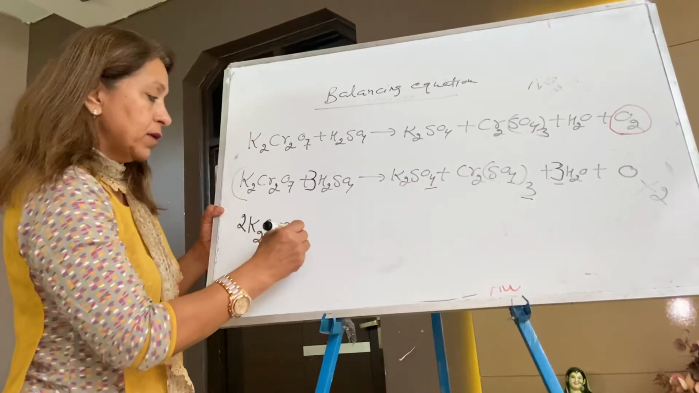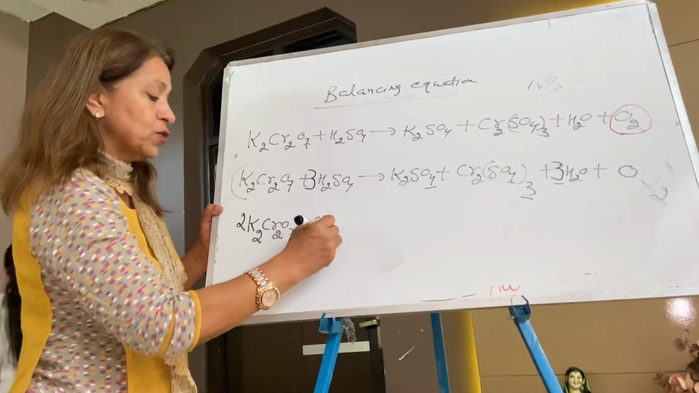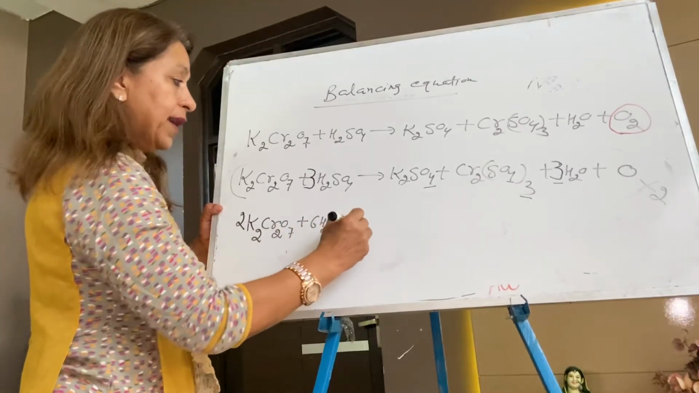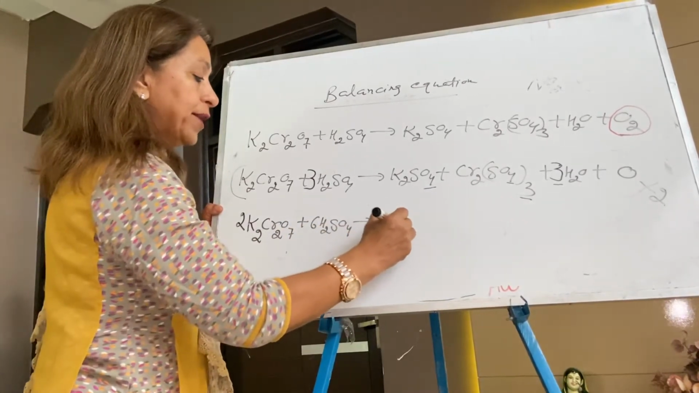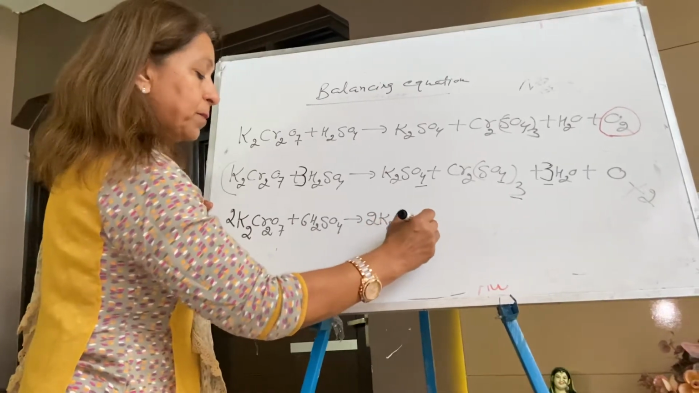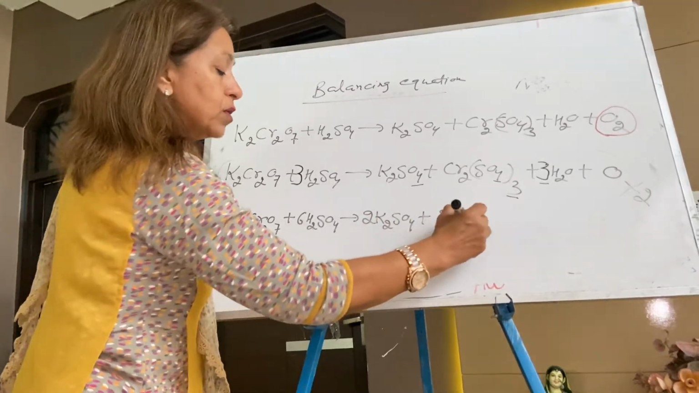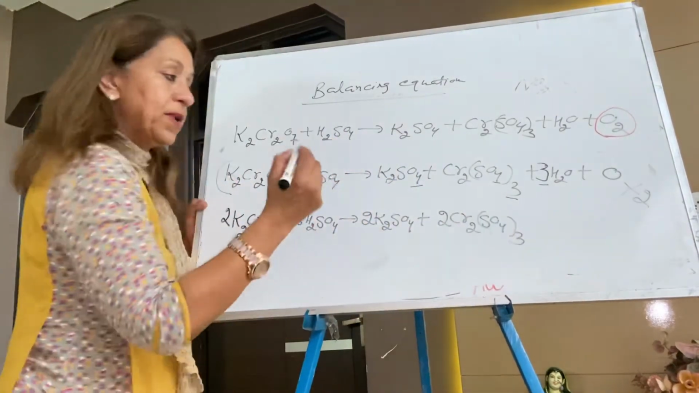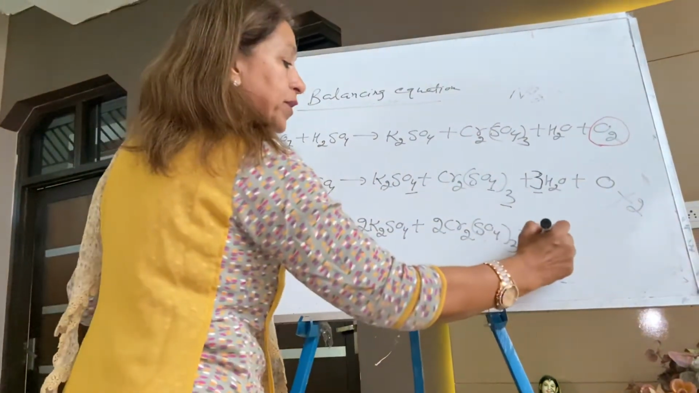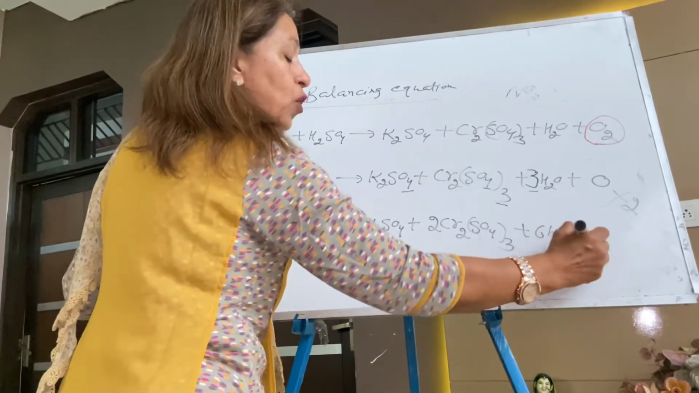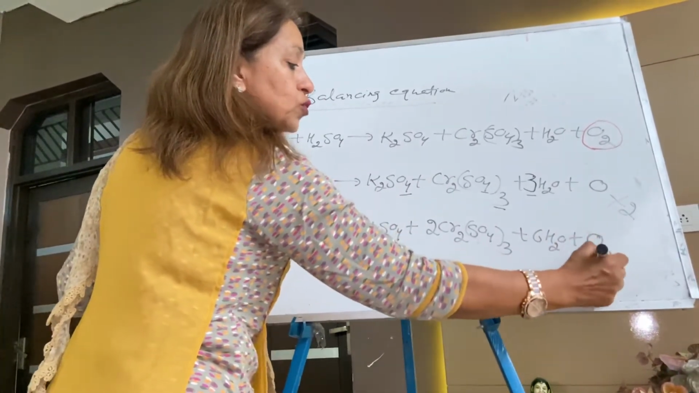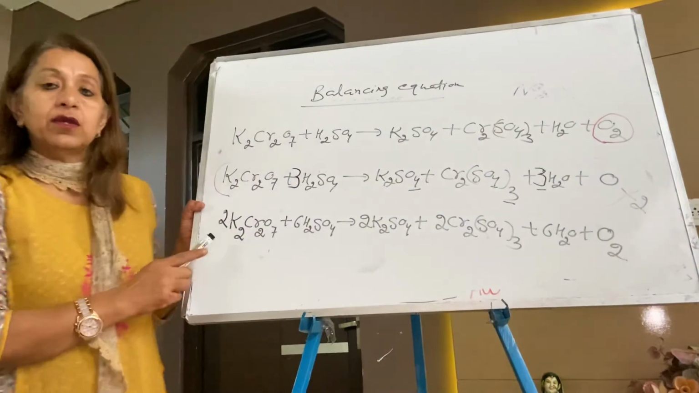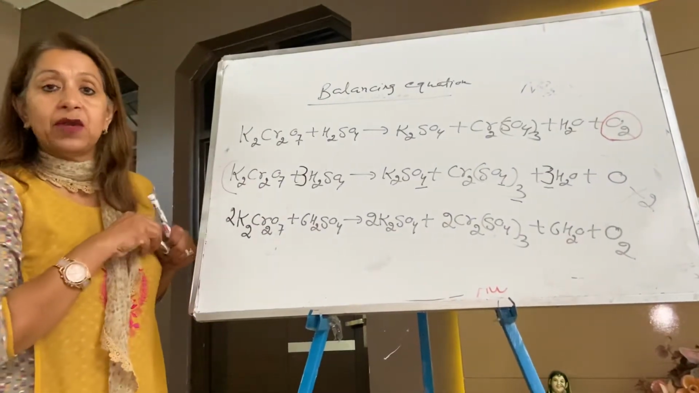K2Cr2O7 plus 6H2SO4 arrow 2K2SO4 plus 2Cr2(SO4)3 plus 6 water plus 2 oxygen, make it 2, O2. So this is the way to balance any of the typical equation.